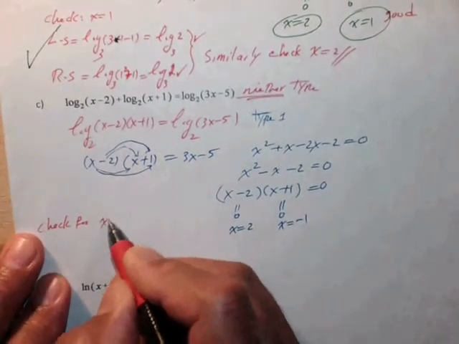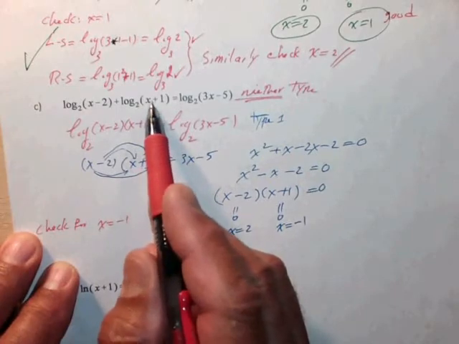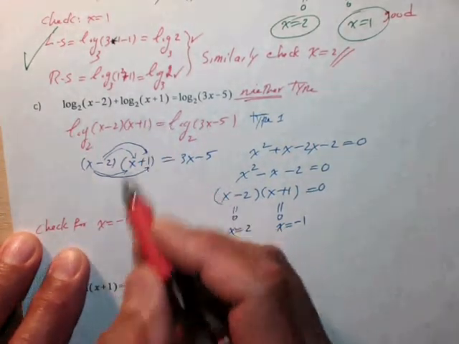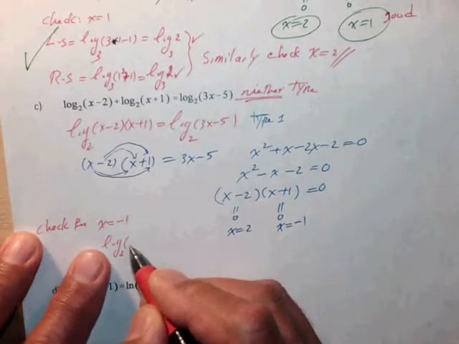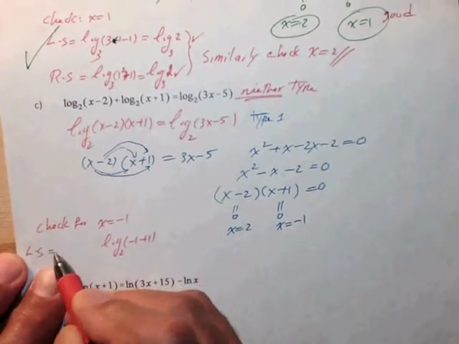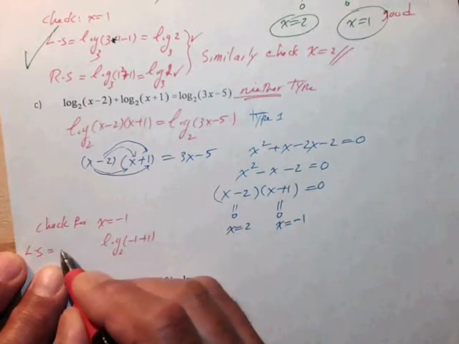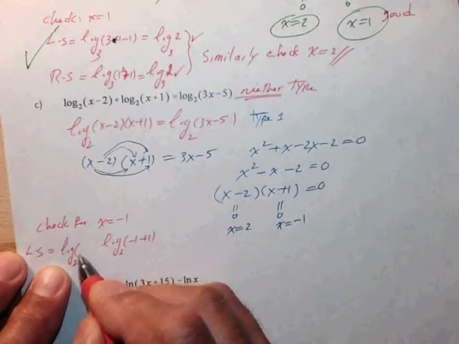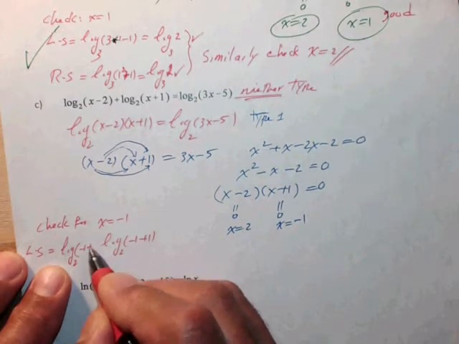Or x equal to minus 1. On the left side, you have log of x plus 1. If I put x over there, I get log to base 2 of minus 1 plus 1. This is the left side. And if I put x equal to negative 1 here, I get log to base 2 of minus 1 plus minus 1 minus 2.